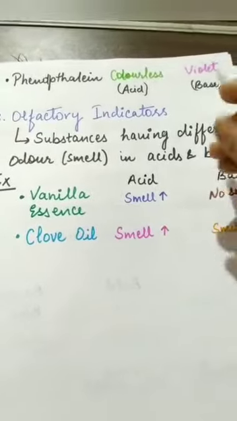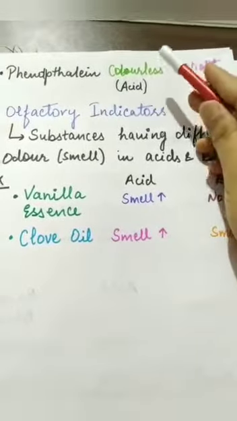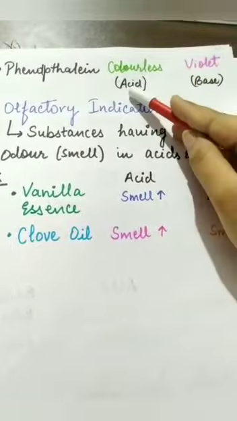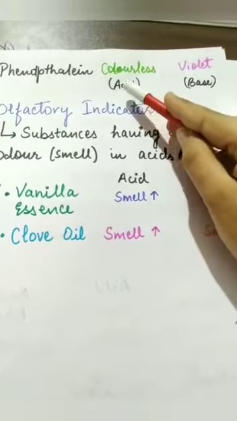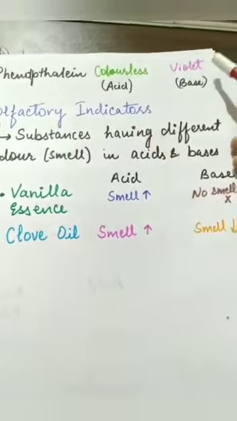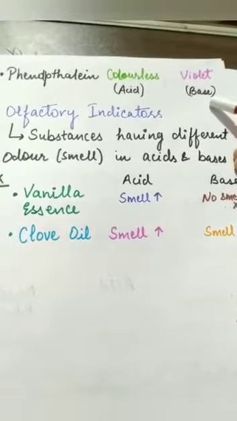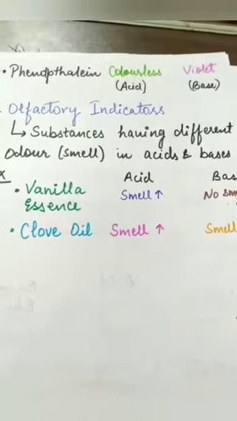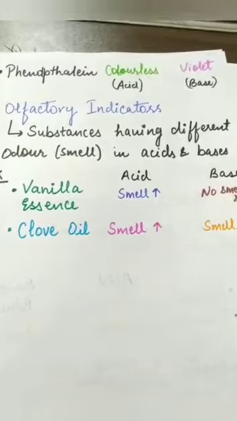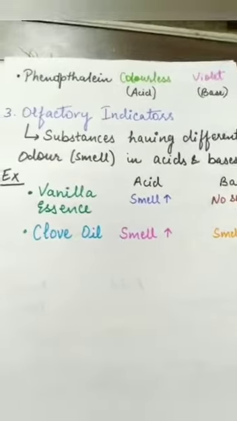Now next is phenolphthalein. Phenolphthalein is colorless. It remains colorless in acidic solution and it becomes violet color in basic solution. So using these indicators you can find which substance is acidic and which substance is a base.